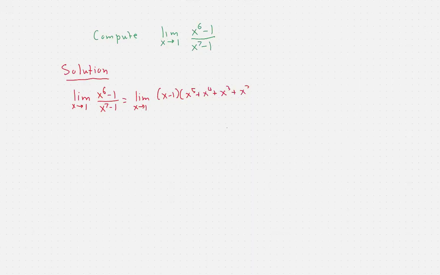x minus 1 times x to the 6 plus x to the 5th plus x to the 4th plus x to the 3rd. I know it's long. Plus x squared plus x plus 1. And once the x minus 1s that are responsible for the 0 are gone, then we get this quotient.